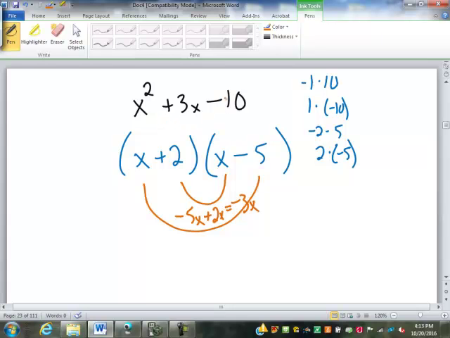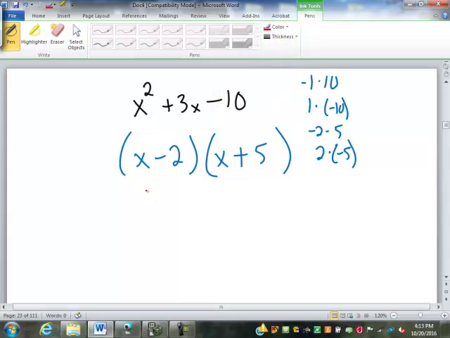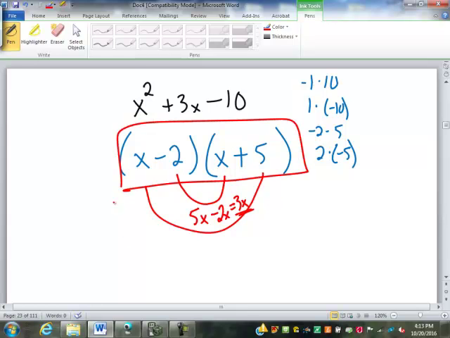But the reason I did that is to show you that what we got is the right number, 3, just the opposite sign. It's negative instead of positive. Which means that just has to be a negative 2 and this a positive 5. Now when I check, x times 5 is 5x. Negative 2 times x is negative 2x, which adds up to make 3x, which is what we want. Questions?